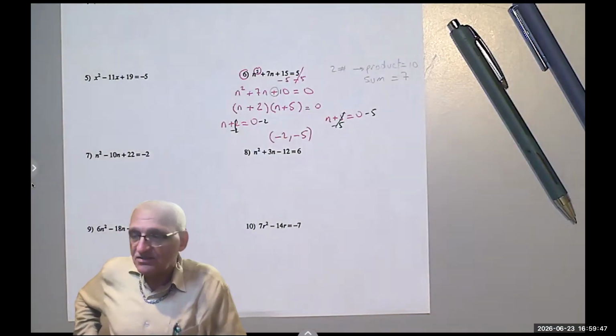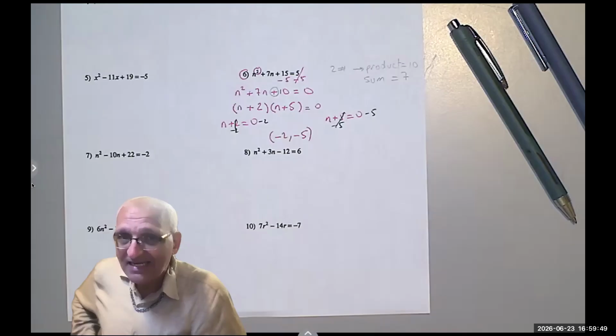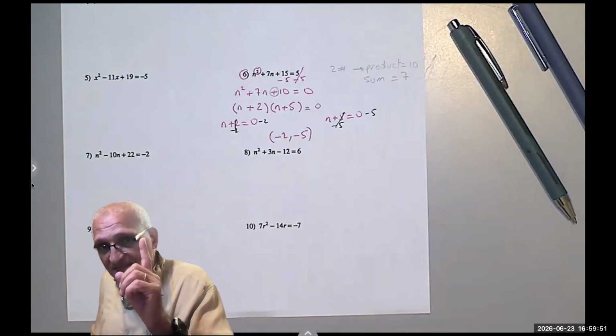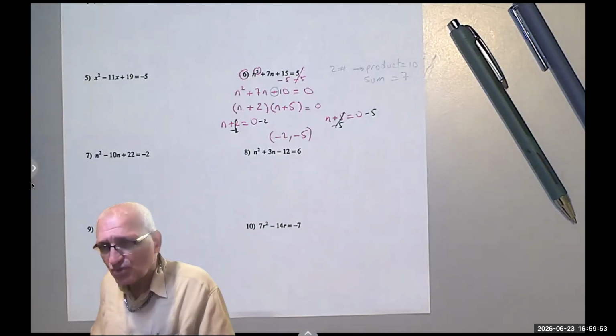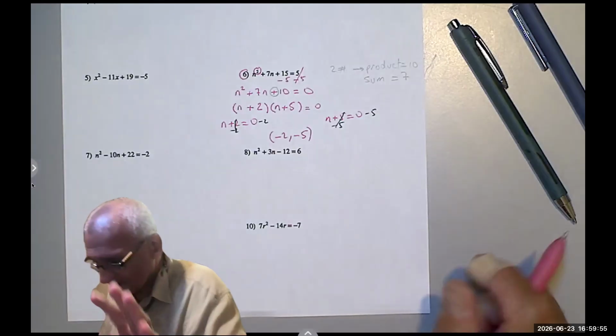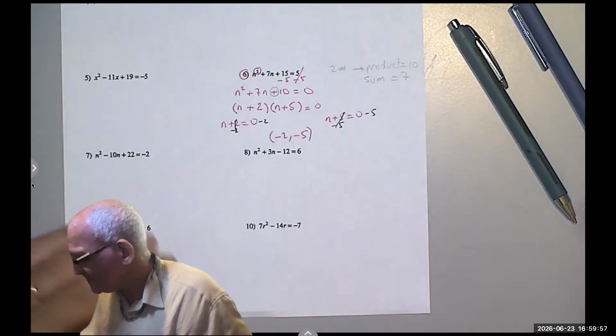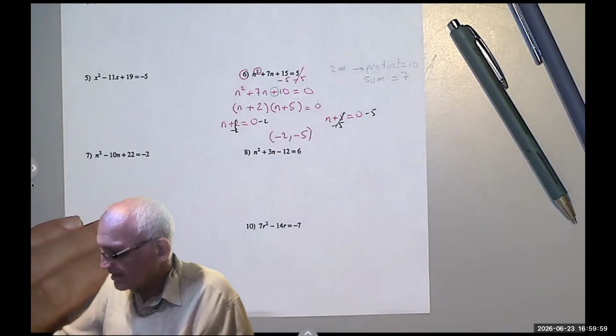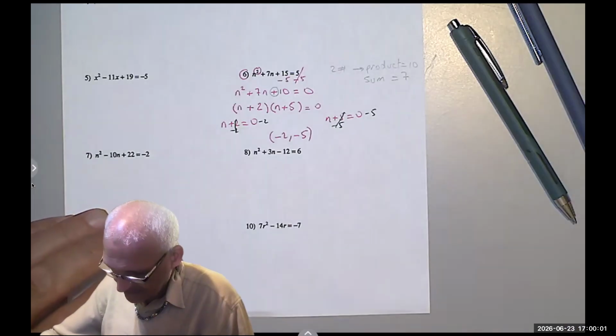It can cross, it can not cross, but it can have one answer. We can have one answer, not two. Or you may have no answers, but that's a story for a different day. Alrighty, let's move to number 8.